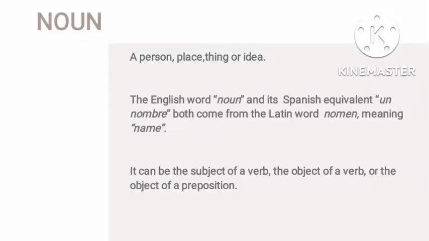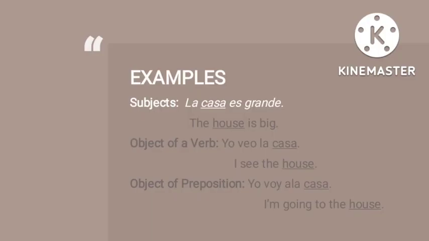The first lexical category of the Spanish language is the noun. Noun is a person, place, thing, or idea. The English word noun and its Spanish equivalent un nombre both come from the Latin word nomen, meaning name. Noun can be the subject of a verb, the object of a verb, or the object of a preposition. Here are some of the examples.